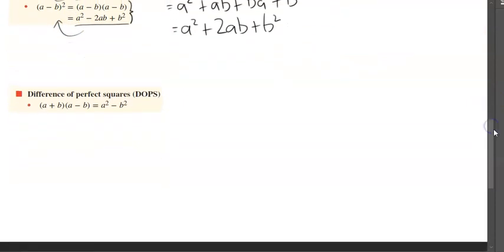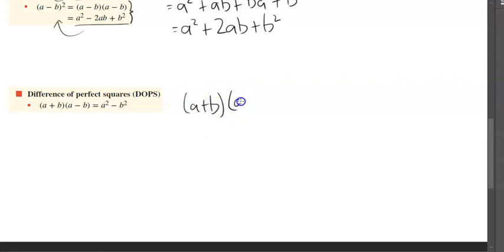The last one is the difference of perfect squares, also known as DOPS. So this here is if we have (a + b) and we multiply this with (a - b), then we end up getting a squared minus b squared. So what happens to that term in the middle? We're so used to this 2ab minus 2ab or plus 2ab.